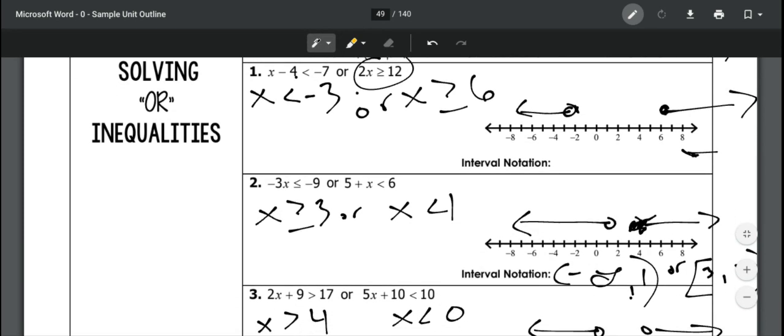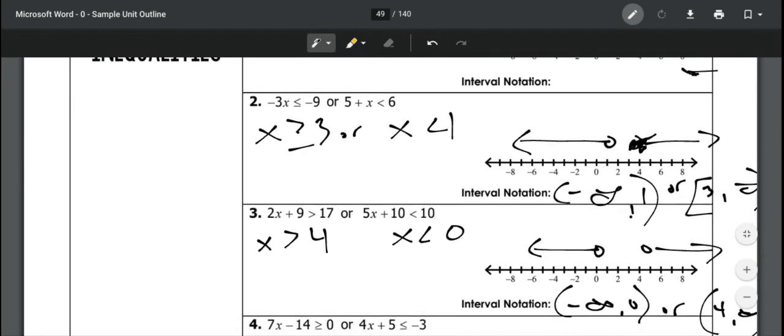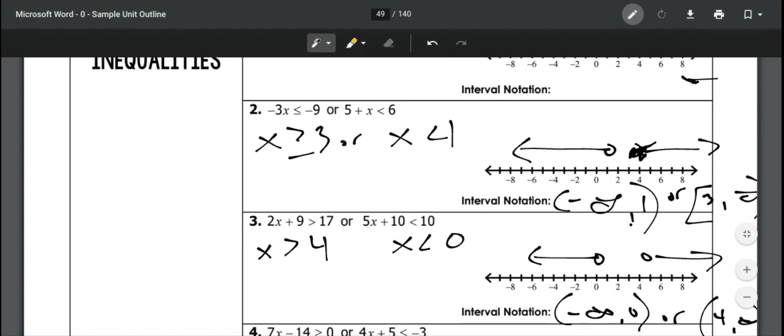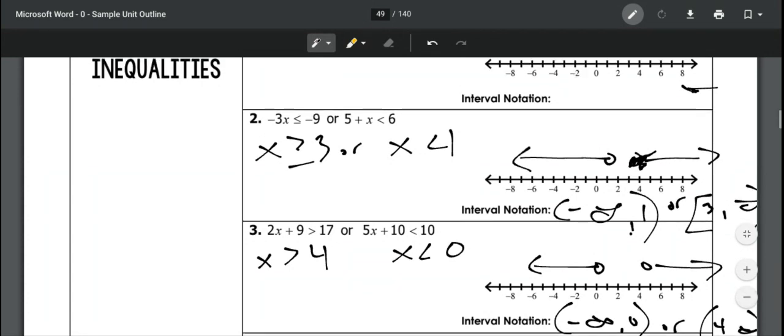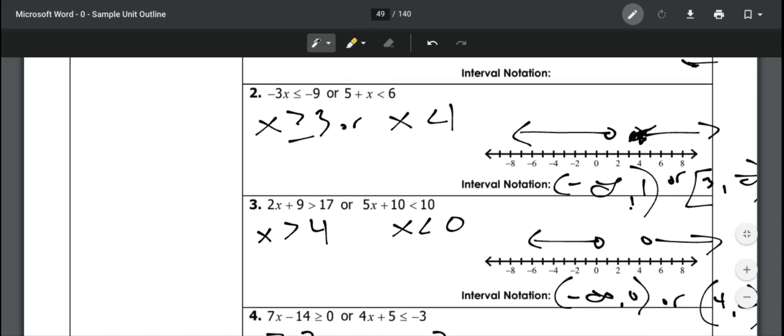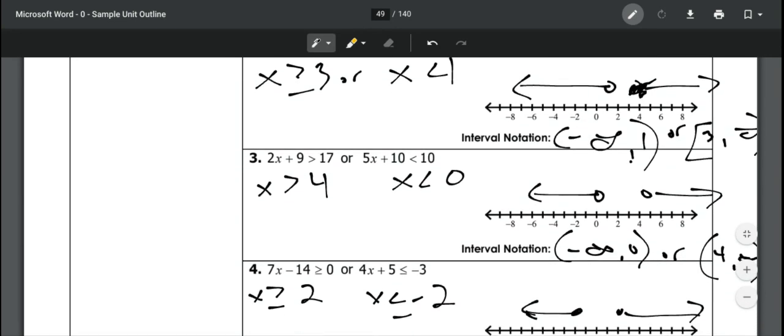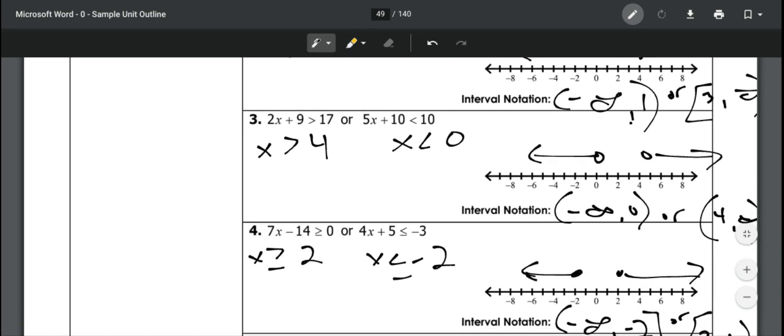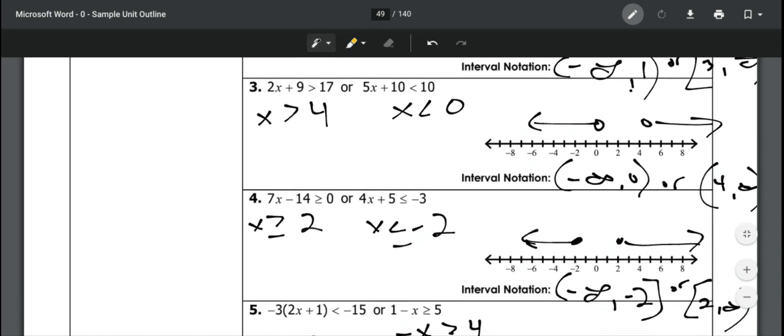Okay, I'm going to show you number 3. Make sure you pause it if you don't have enough time to look at it. I just went ahead and gave the answers because you should be able to know how to solve those inequalities by now. This is the infinity sign here. Okay, number 4, same thing. You should be able to solve them. Shouldn't really be a problem.